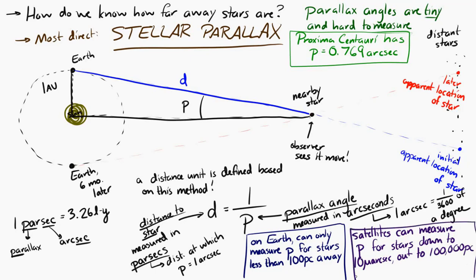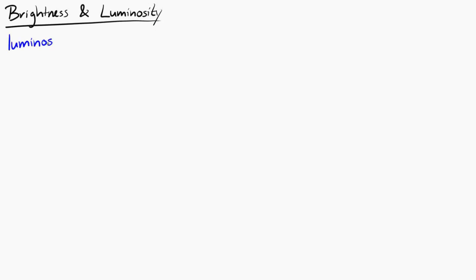All right, so now let's think about the light that we get from stars. The reason why the light that we get from stars is so important is because that's really all we get. When you look at a star, all you get is the light. So the first thing we're going to define is luminosity.